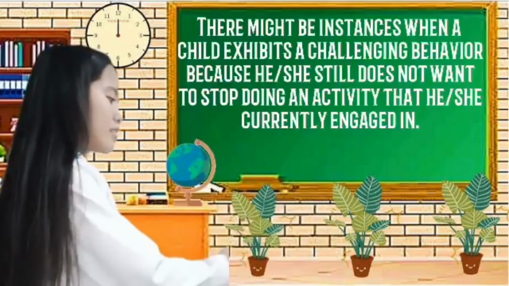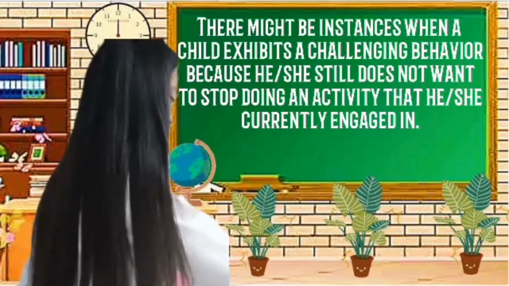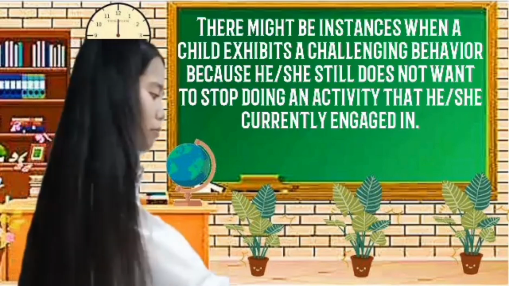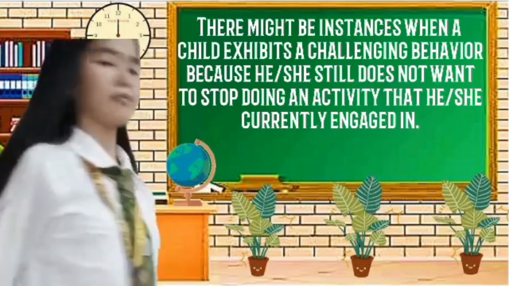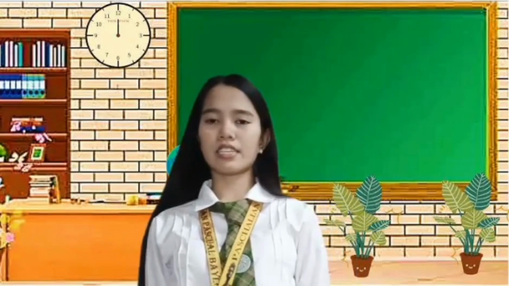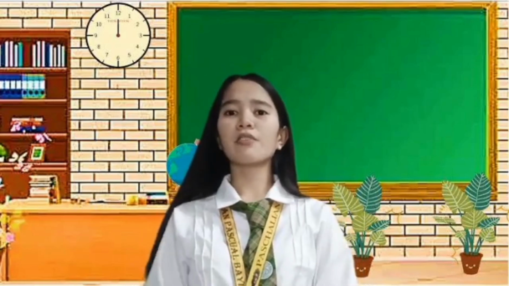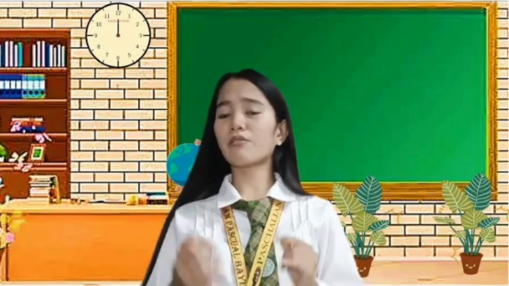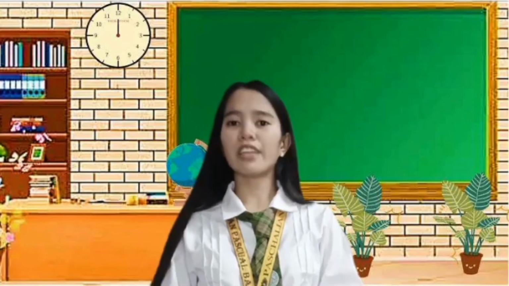Next, there might be instances when a child exhibits challenging behavior because she still does not want to stop an activity that she is currently engaged in. So, for example, here is when you lend your cell phone to your child. When it takes a while, then you take your cell phone, and the child will cry or lose it because you are stopping him from something that he is focusing on. When that happens every day, assessment may be needed.